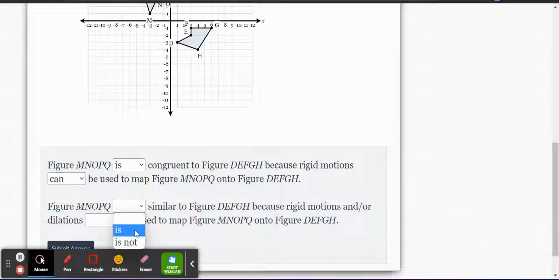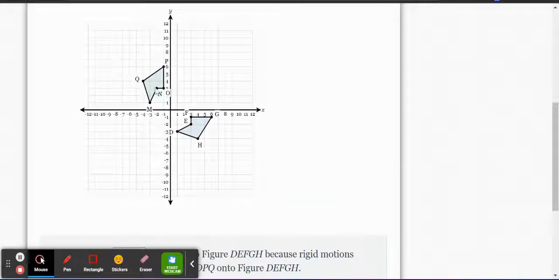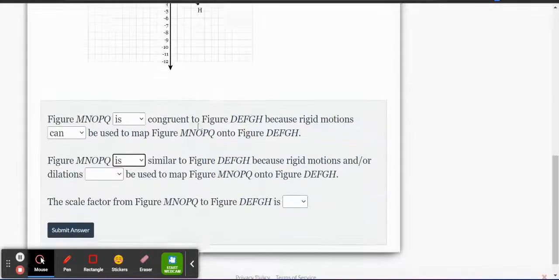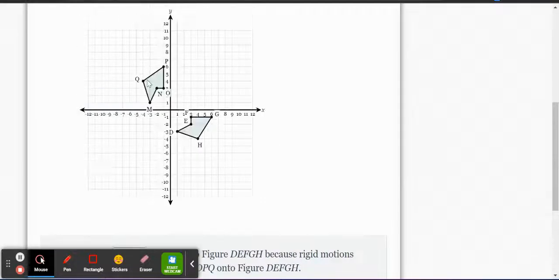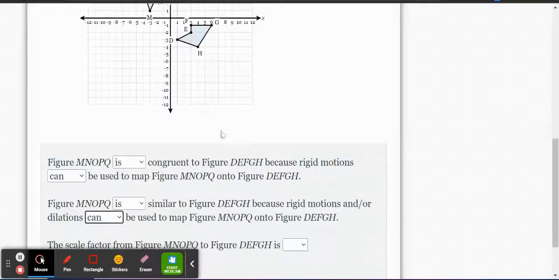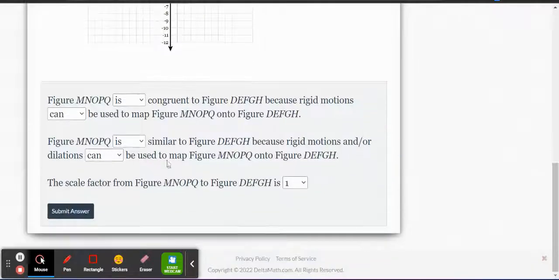It is also similar, because going from here to here, the angles stayed the same size. The angles didn't change, okay? Because dilations can be used to map this onto that. And remember, if it stays the same size, the scale factor is 1. So it is congruent because rigid motions can be done. It's also similar because a dilation with a scale factor of 1 is being done.